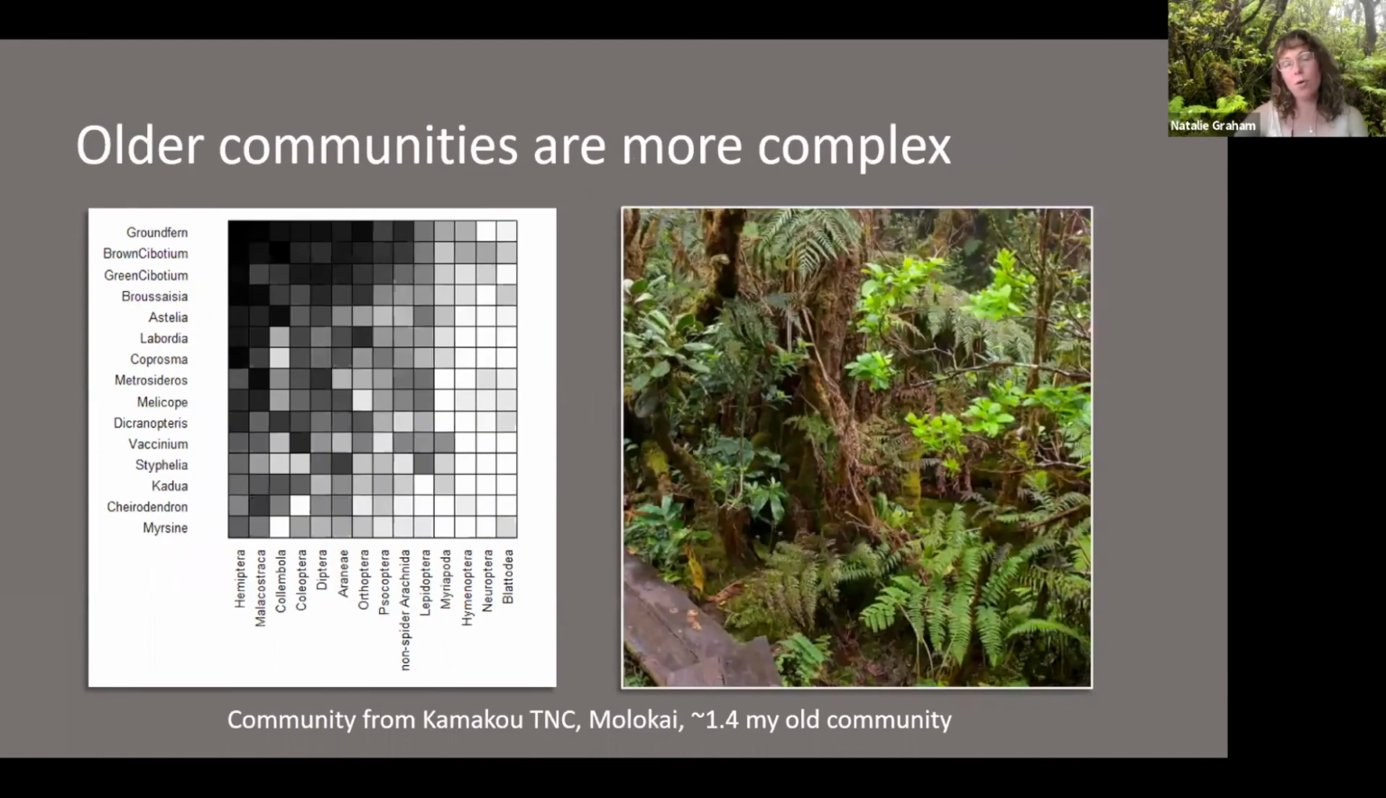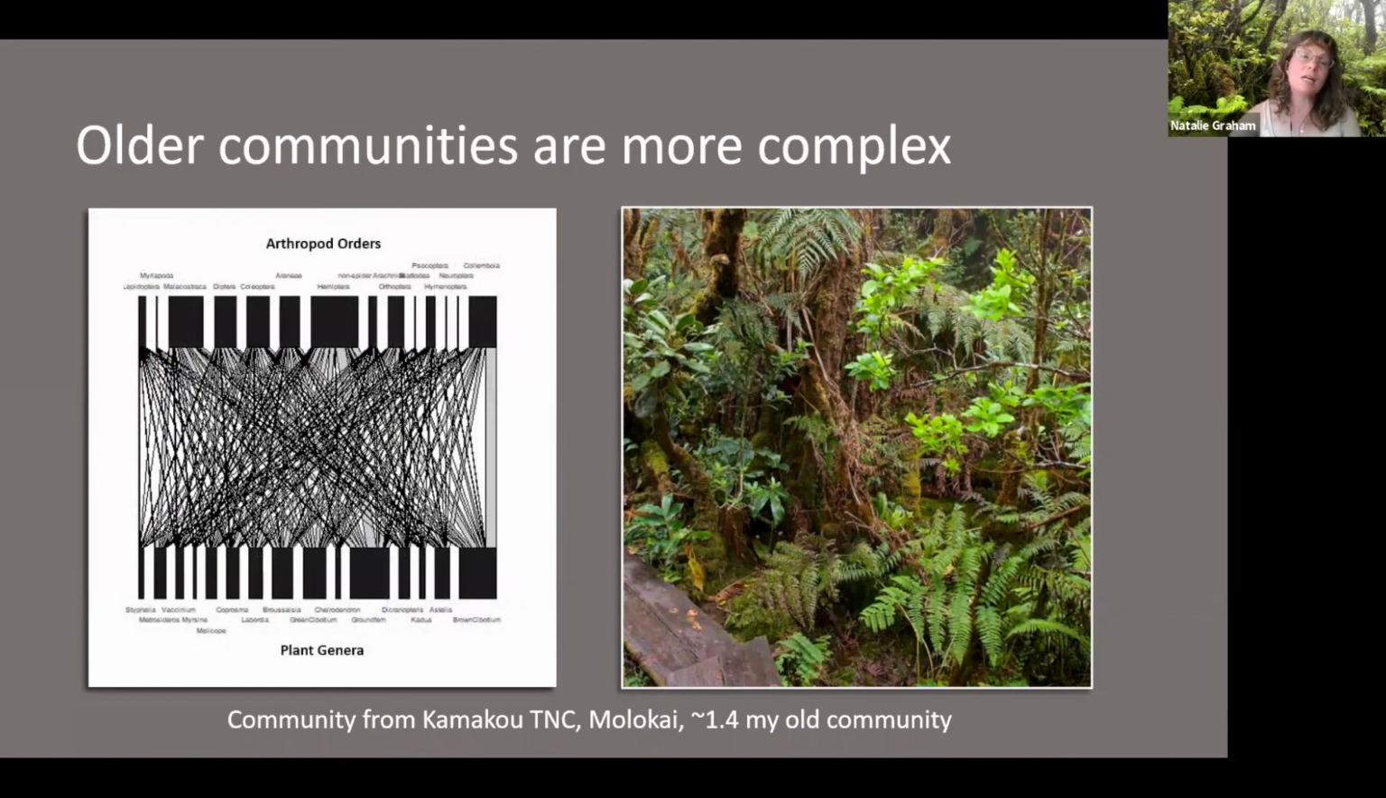As communities get older, we would expect them to be more complex. So this is a community at Molokai, which is 1.4 million years old. A larger number of species, first of all, is what jumps out when we look at the matrix. And when we look at this bipartite network, we see that, yes, in fact, there is a greater diversity and also a more one-to-one relationship in the network.